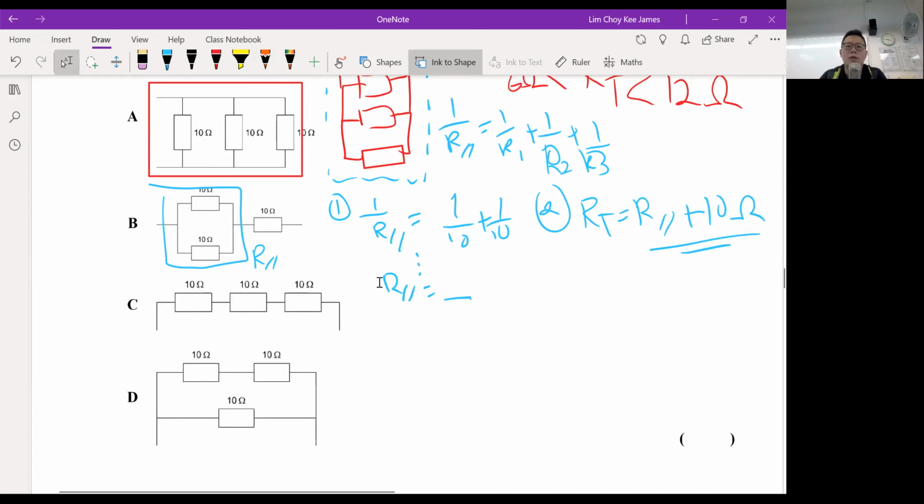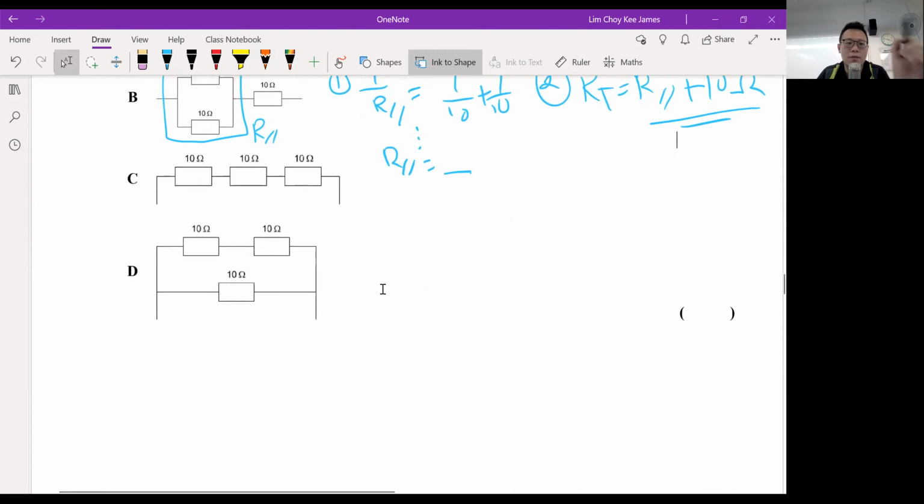Okay. So these are what I mean by the particular arrangements, how to find the effective resistance. Always remember, to find the total resistance, you can only add the components that you are 100% sure of their arrangements. Okay. C, straightforward series, so I won't dwell too much.